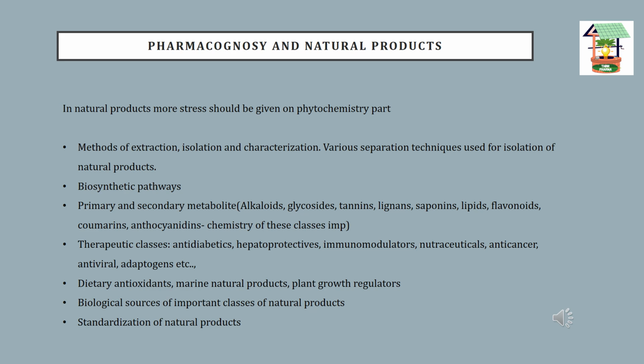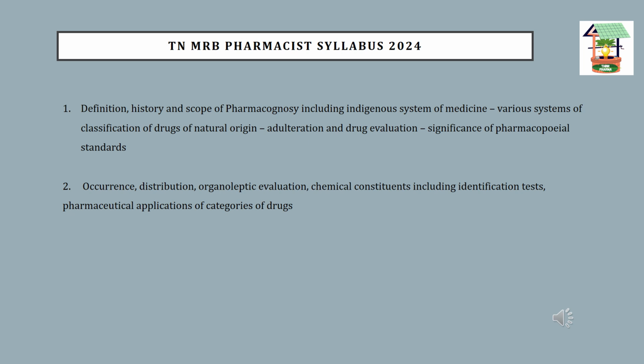So in detail we will go through what to learn. According to the MRB pharmacist exam, the syllabus is: definition, history and scope of pharmacognosy, including the different systems of medicine like Ayurveda, Siddha, Unani, all these things. And the next, classification of drugs, then natural origin, adulteration techniques, meaning the types of adulterations and its evaluation.